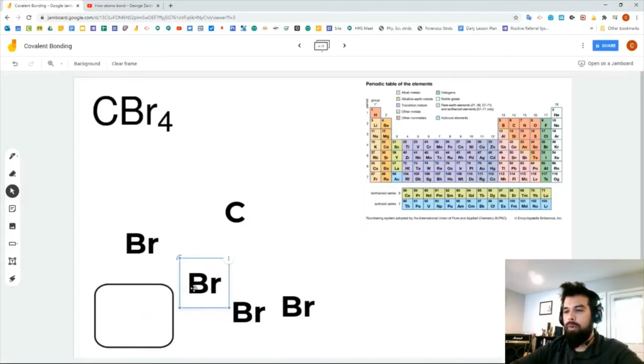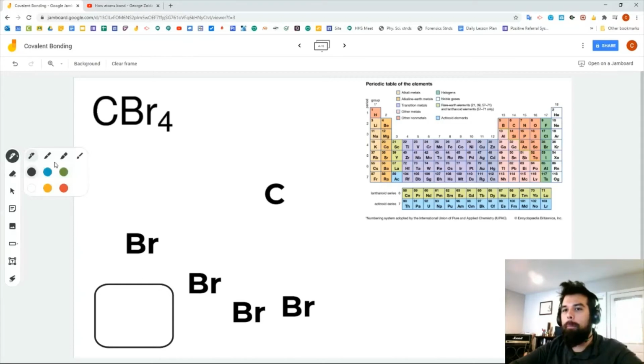3 and 4. Okay, so I'm going to do the same thing I did before. I'm going to take this carbon and draw my Lewis dot structure around it, my dot diagram. How many valence electrons does carbon have? 1, 2, 3, 4. It has 4 of them, so I'll draw 1, 2, 3, and 4. There we go. Now, just like before, I put my bromines around it.